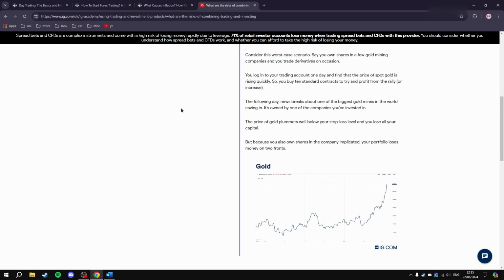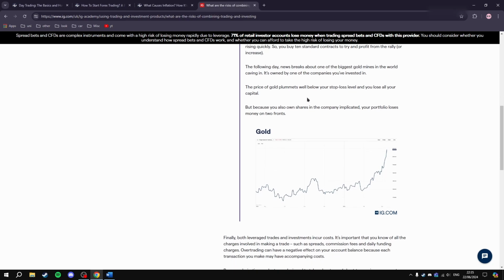Example: consider the worst case scenario. Say you own shares in a few gold mining companies and you trade derivatives on occasion. You log into your trading account one day and find out the price of spot gold is rising quickly, so you buy 10 standard contracts to try and profit from the rally. The following day, news breaks out about one of the biggest gold mines in the world caving in. It's owned by one of the companies you're invested in. The price of gold plummets well below your stop loss level and you lose all your capital. But because you also own shares in the company implicated, your portfolio loses money on two fronts.